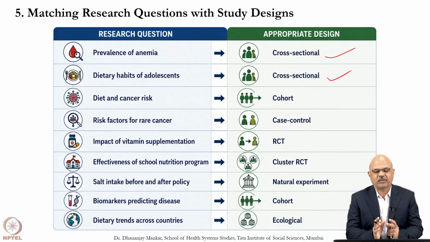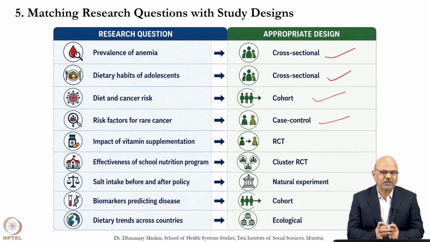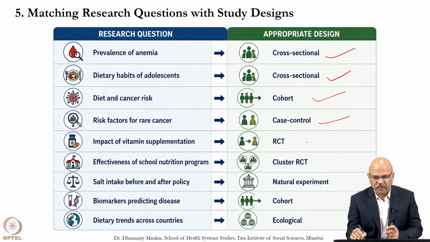Diet and cancer risk: different types of cancer risk and whatever diet, so you can have multiple and different studies. It can be done beautifully with a cohort. Risk factors for rare cancer: case control is a very proper way to deal with this type of study. Impact of vitamin supplementation, suppose vitamin B12, vitamin D, vitamin C, vitamin A: RCT. RCTs are the best, RCT is appropriate.